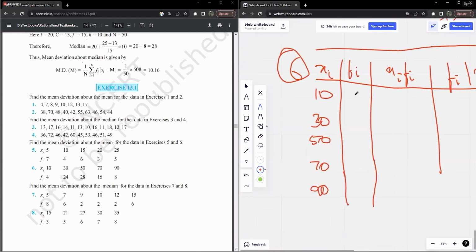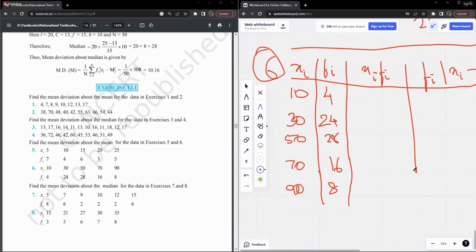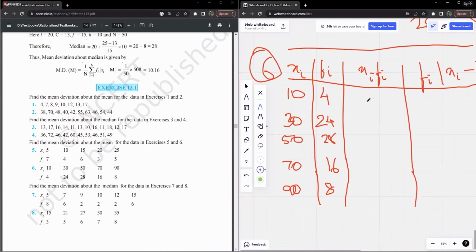Then your fi are 4, wait, this is 24. Then you have 28. Then you have 16, and then you have 8. From this, it's easy to calculate xi fi. This is 40. This is 720. This is going to be 28 fives are 140, I guess, right? Yeah, 28 fives are 140. So this is going to be 1400. 16 into 7 is 112. So this is going to be 1120. And 8 nines are 72. So this again is going to be 720.